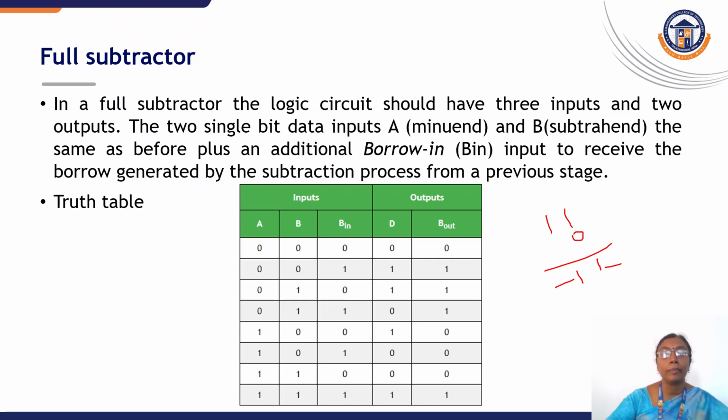So 0 minus 1 gives 1 and 1, further subtracted with 1, 1 minus 1 is 0, so this will be the difference and this 1 will be the borrow. So difference is 0, borrow is 1. 1 minus 0 is 1, and subtracted again with 0, borrow is 0. 1 minus 1 is 0, so borrow and difference will be 0. 1 minus 1 is 0, 0 minus 0 is 0 and 0. 1 minus 1 is 0, and 0 minus 1 we already know is 1 and 1. So that's all.